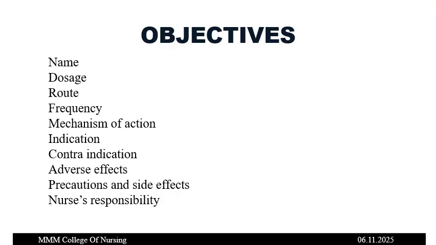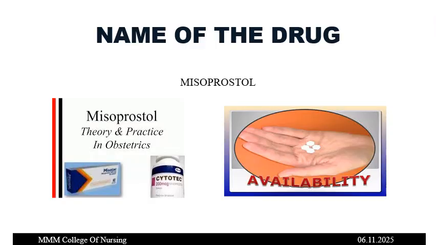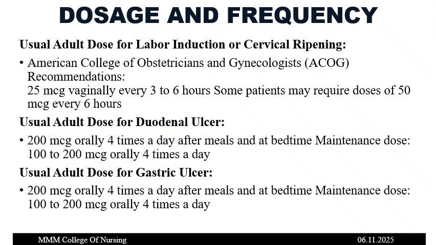Objectives: you will learn the name of the drug, dosage, route, frequency, mechanism of action, indication, contraindication, adverse effects, precautions and side effects, and nurse's responsibility. The name of the drug is Misoprostol, as you see. Next is dosage and frequency.